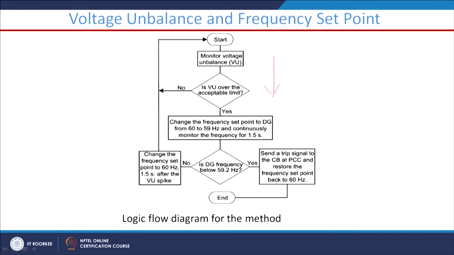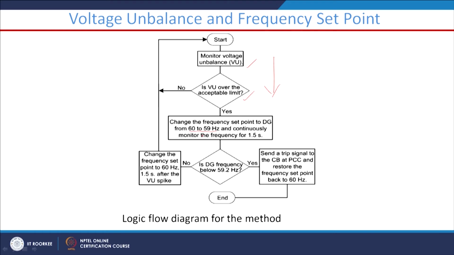Now, after this, if you can see this flow chart, a logic diagram, we are monitoring this voltage unbalance, what percentage of voltage unbalance is present in the system. Is it within the acceptable limit, yes or no? If VU, which stands for voltage unbalance, is not over the acceptable limit, then you have to go back. If yes, then change the frequency set point of the DG from 60 to 59 hertz. This is important.